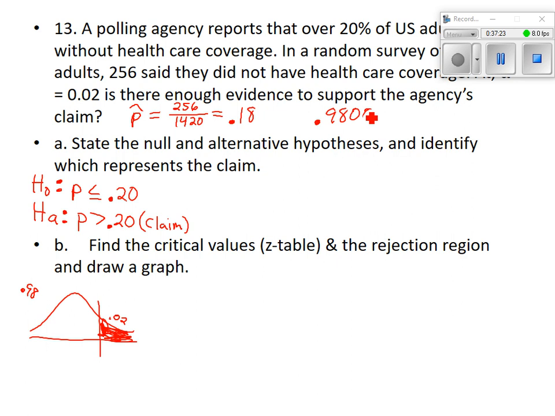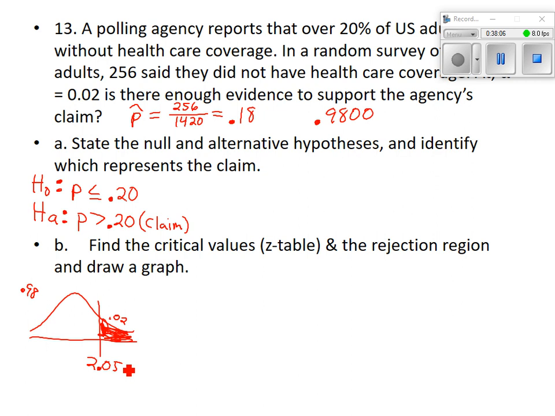0.9803, is that the closest one? I think so. Would 0.9798 be closer? Which one's closer? I want the one that's closest. So 0.9803 is like 3 spaces away, right? 0.9798 is how many? 2. So which one's closer? 0.9798, that's the one we want. Now you look over here, and you look up here, and what's your number? 2.05. That's our number right here, 2.05.